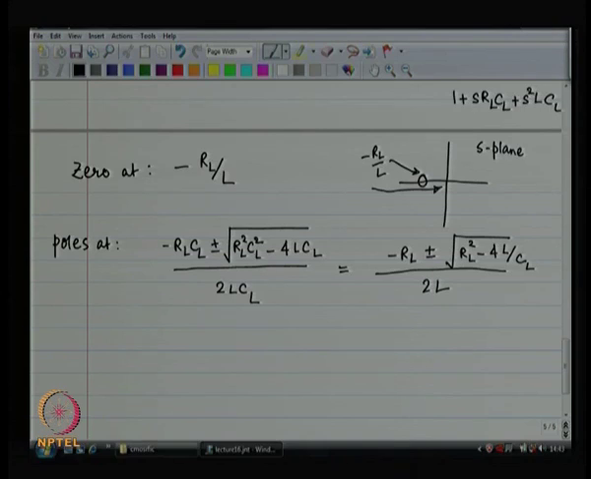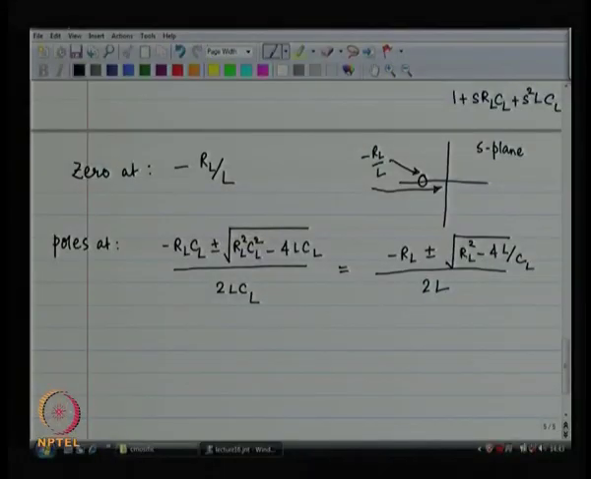All right. So, these are the two locations of the poles. Now, if RL squared is more than 4 times L by CL, then the locations of the two poles are on the real axis. If RL squared is less than 4 times L by CL, then they are going to become a pair of complex conjugate poles, right.